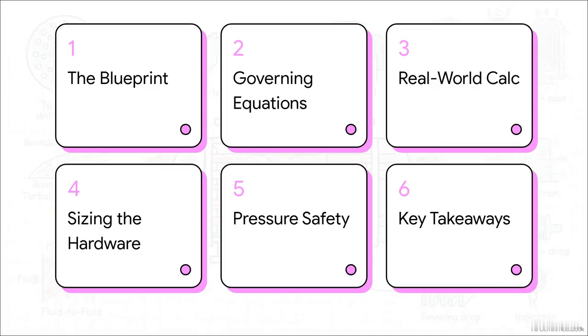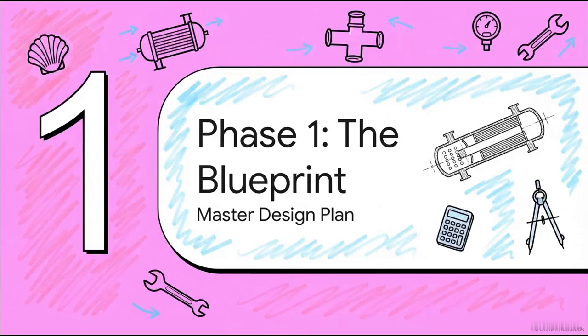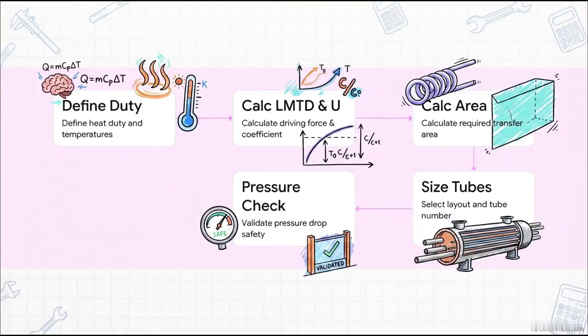We're going to start with the blueprint, hit the governing equations, dive into a real-world calculation, size the physical hardware, run those critical pressure drop safety checks, and then wrap up with our key takeaways. All right, let's kick things off with phase one, the blueprint. So, how do engineers actually tackle a complex feat like this without resorting to guesswork? Well, they use a master recipe.